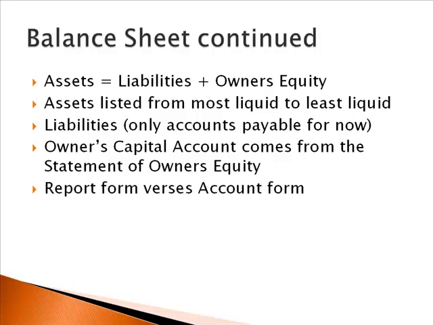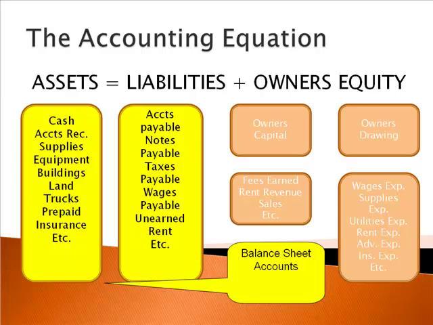Here again we see the slide with the six different account categories, and we're showing which of those categories deal with the balance sheet. It's the asset accounts, the liability accounts, and then the one number from the owner's equity, the statement of owner's equity ending capital balance, is what we're going to need there.